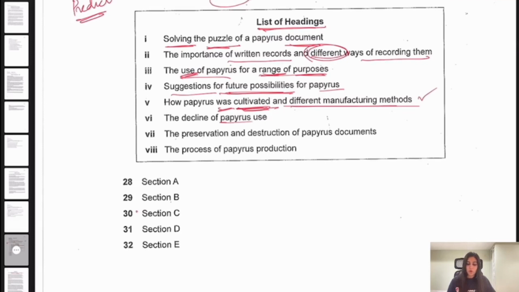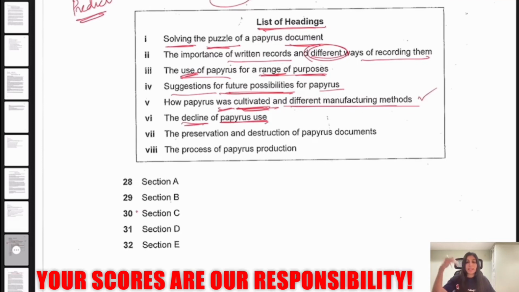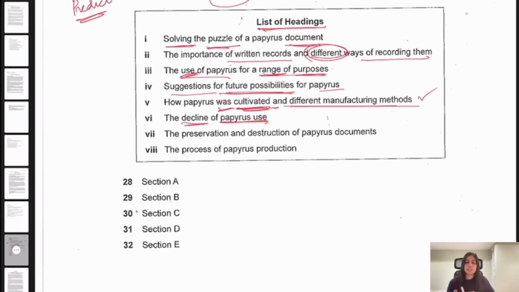The decline of its use. So there's a decline in its use. So in any paragraph that we are going to read now, if you see some decline, or the usage has decreased, or it is not as popular as before, then the answer would be sixth.